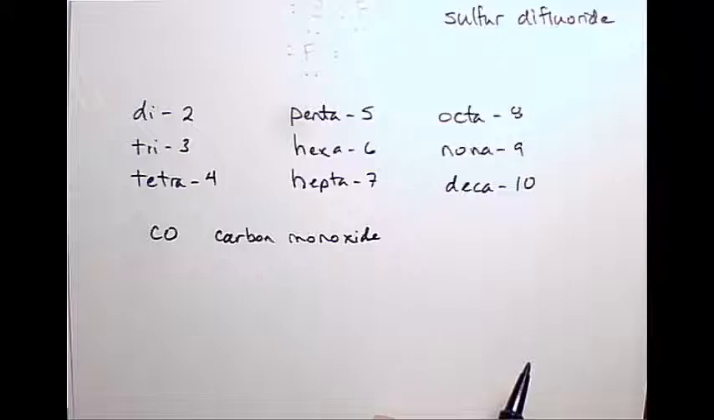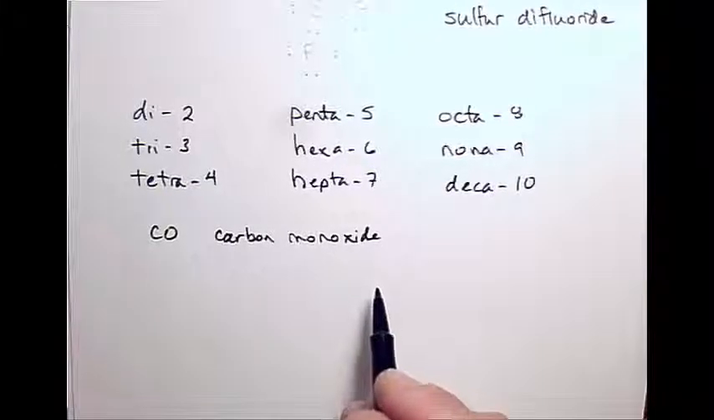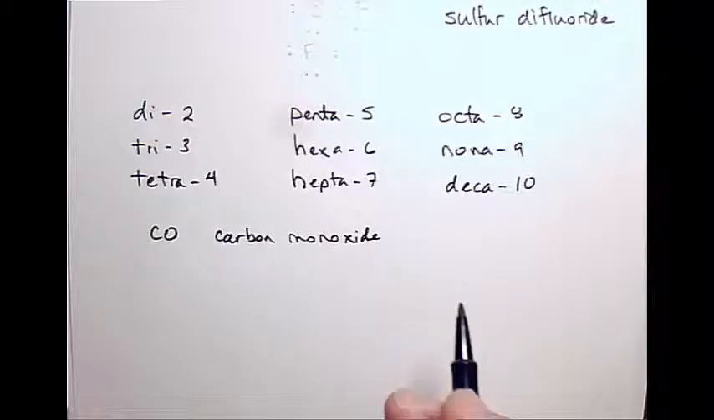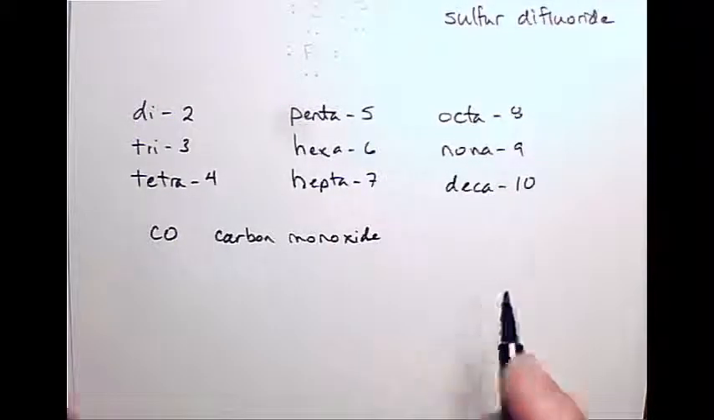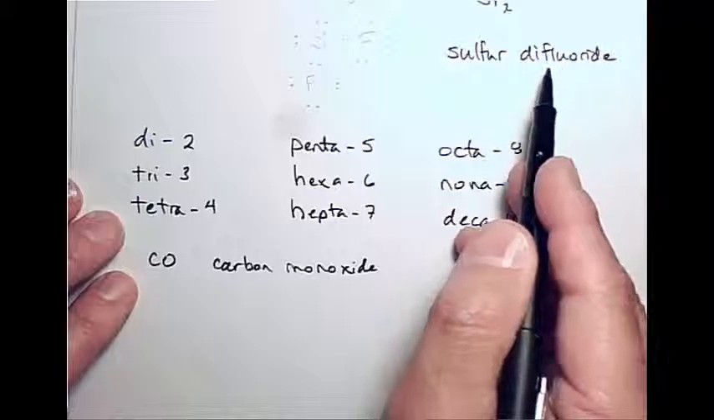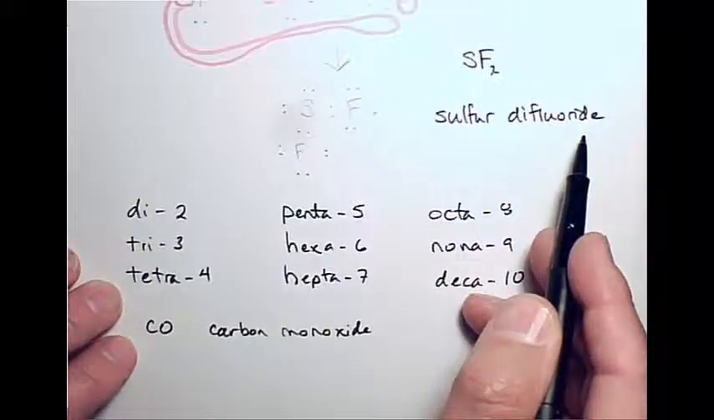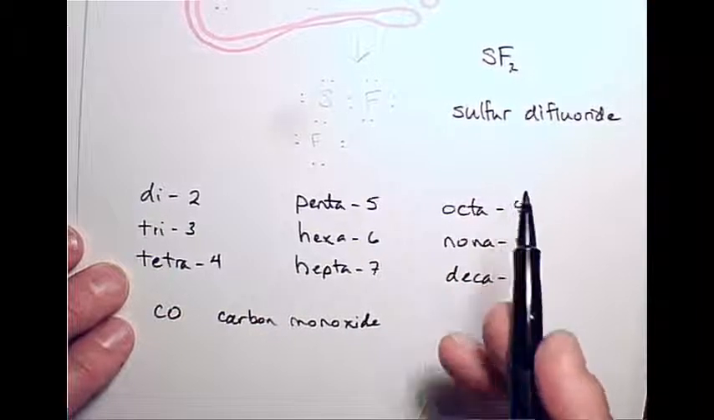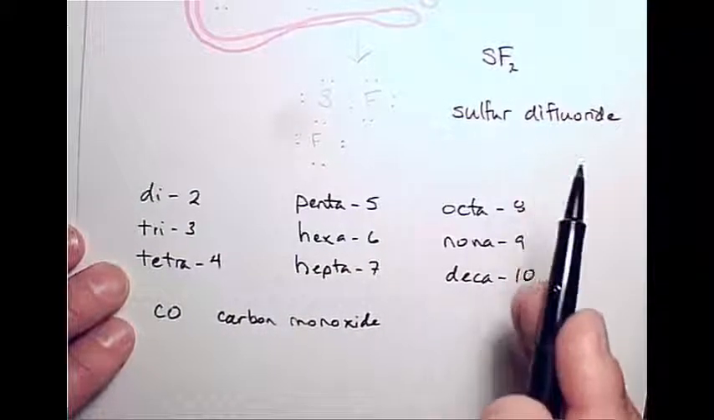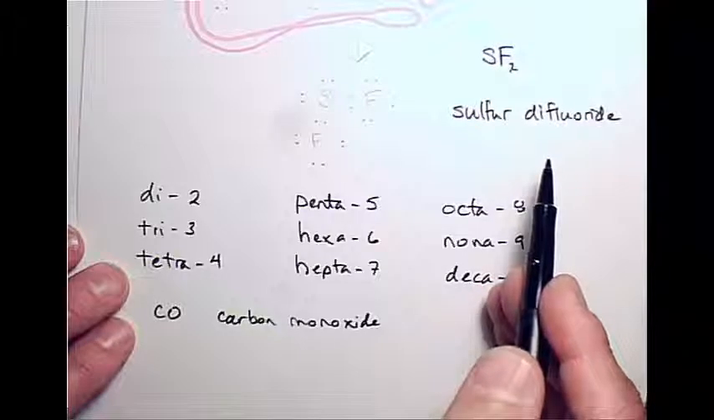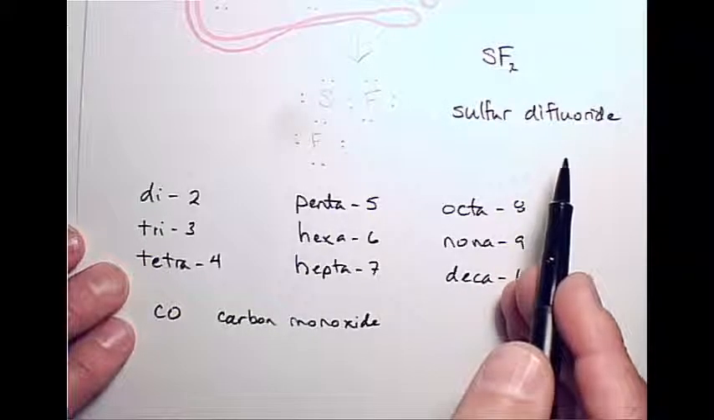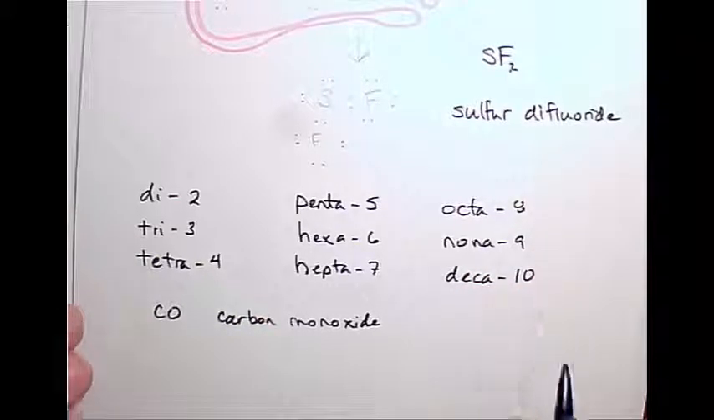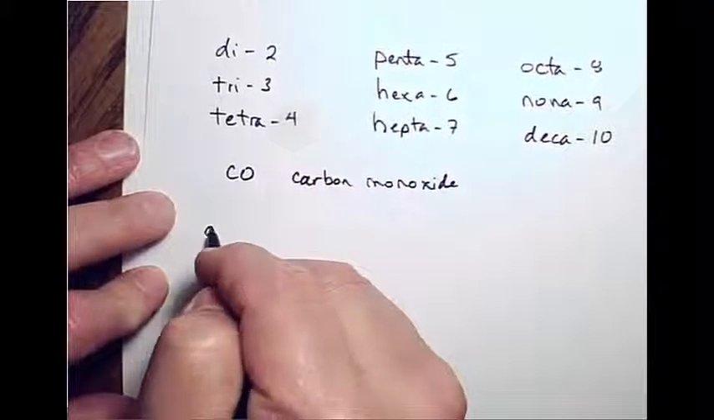So we're naming covalent compounds. We're using this prefix system, and we're changing the end of the name of the last element to IDE. Okay? So that's why we have this sulfur difluoride. Now this only applies to those covalent compounds, nonmetals, covalent compounds that are non-organic. Okay? Organic compounds have a completely different naming system.